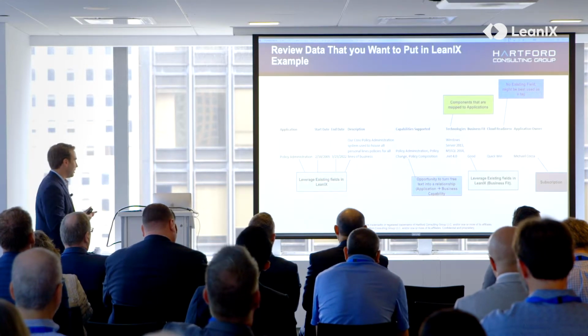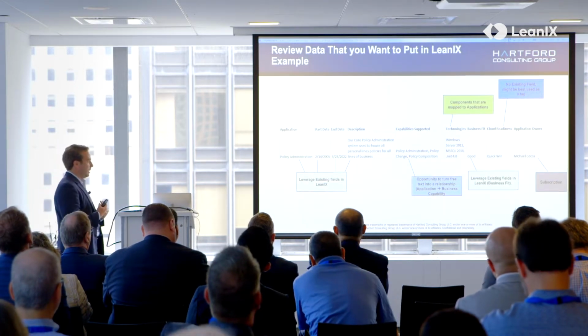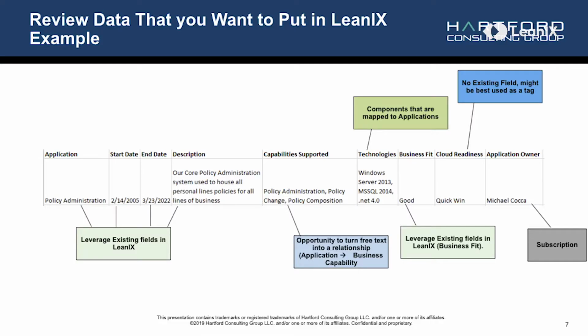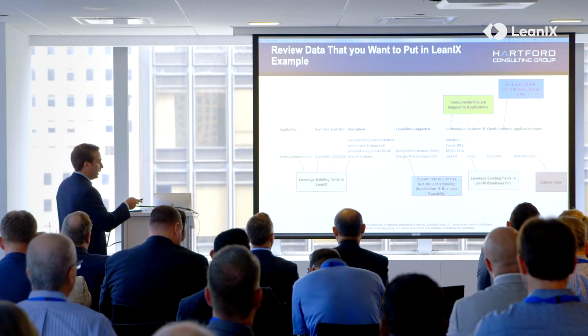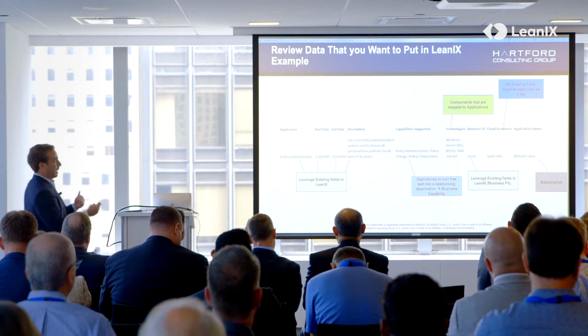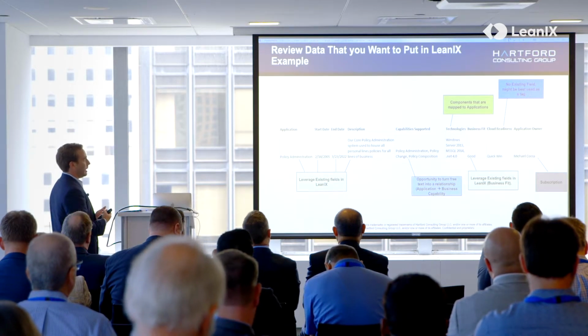And so this is just kind of a quick example I threw up here. Kind of the things I was talking about, right? There's obviously some key candidates here, leveraging existing fields in LeanIX. We've got start date, end date, the application name, the description. The capabilities supported here, right? This is just a comma separated freeform text. Probably best to leverage that as a relationship between application and business capability. The freeform technology fields, probably best to map those applications to IT components.